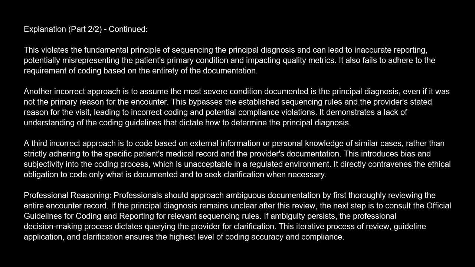Professional reasoning. Professionals should approach ambiguous documentation by first thoroughly reviewing the entire encounter record. If the principal diagnosis remains unclear after this review, the next step is to consult the official guidelines for coding and reporting for relevant sequencing rules. If ambiguity persists, the professional decision-making process dictates querying the provider for clarification. This iterative process of review, guideline application, and clarification ensures the highest level of coding accuracy and compliance.